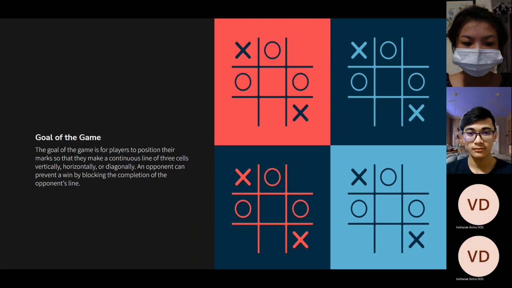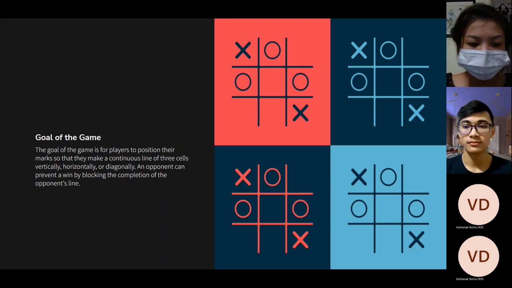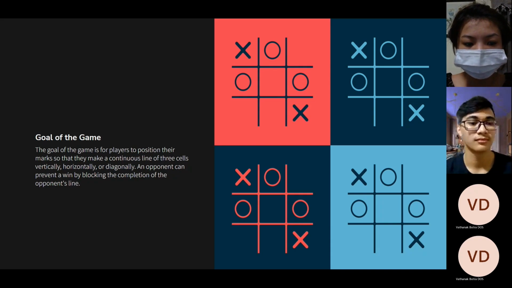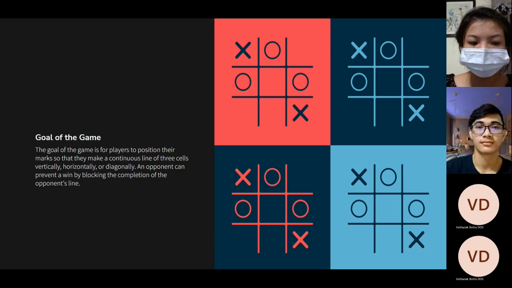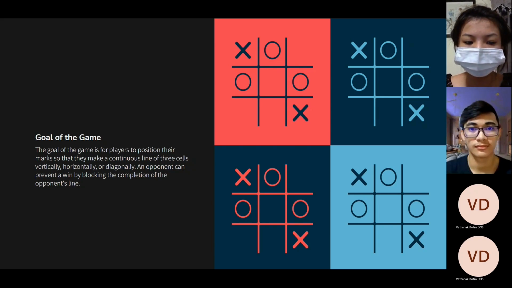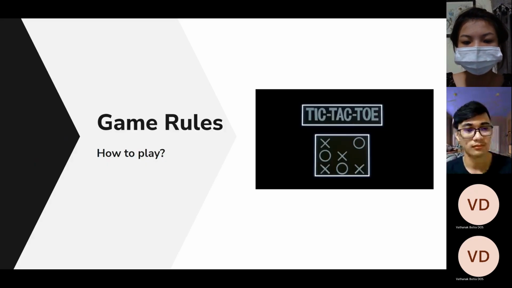Okay, moving on to the rules of the game, I will leave it to Manu. The goal of the game is for players to position their marks so that they make a continuous line of three cells, either vertically, horizontally, or diagonally. An opponent can prevent a win by blocking the completion of the line. And yeah, you try to get three.